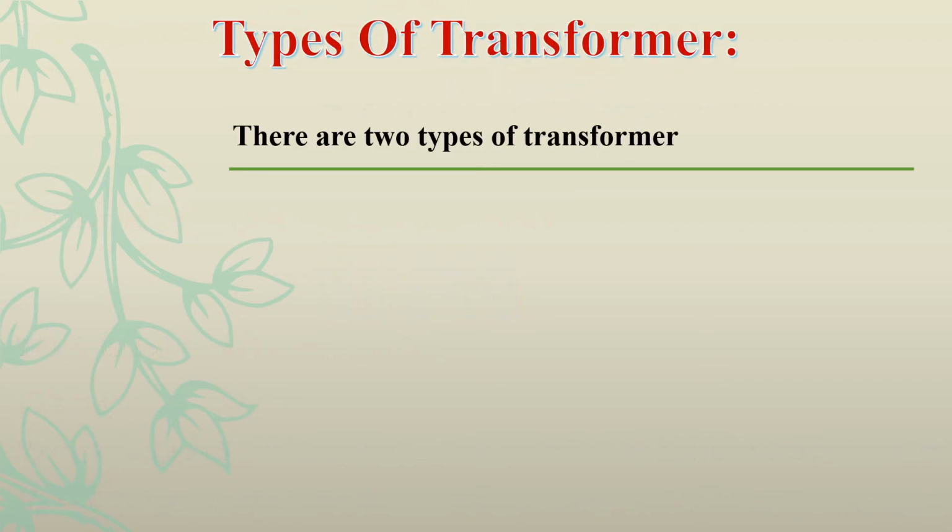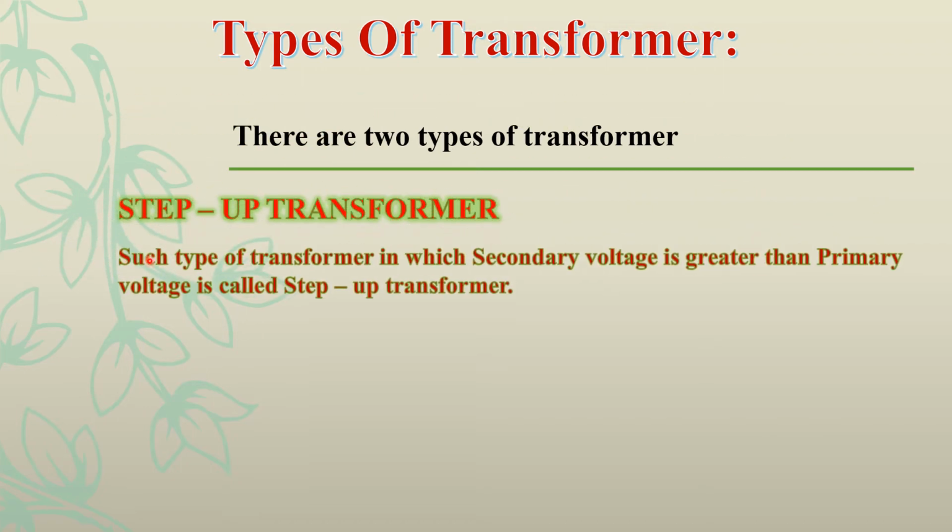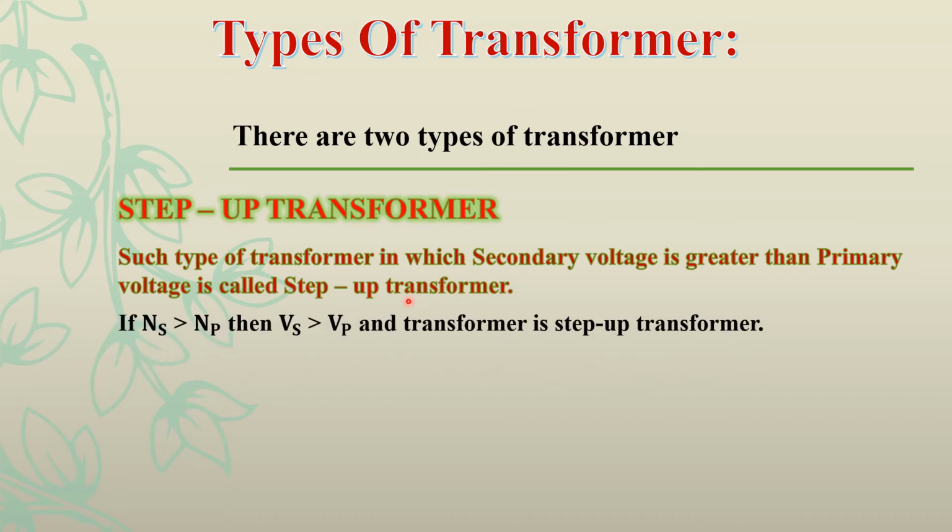Types of transformers. There are two types of transformers. Step-up transformer. Such type of transformer in which secondary voltage is greater than primary voltage is called step-up transformer. If the number of turns of the secondary coil is greater than the number of turns of the primary coil, then the voltage in the secondary coil is greater than the voltage in the primary coil, and the transformer is a step-up transformer.